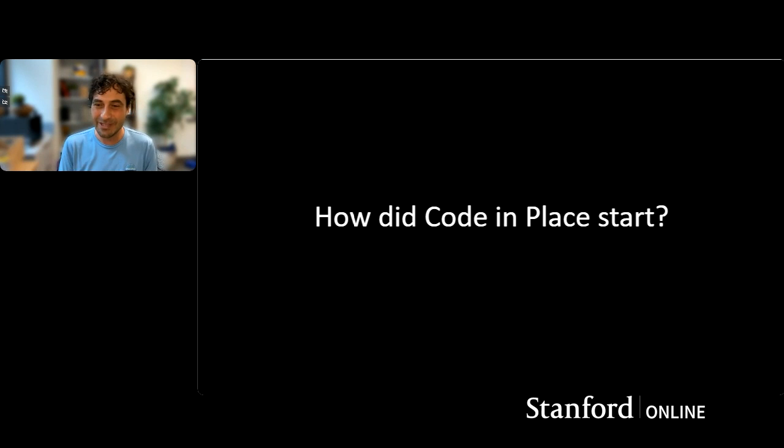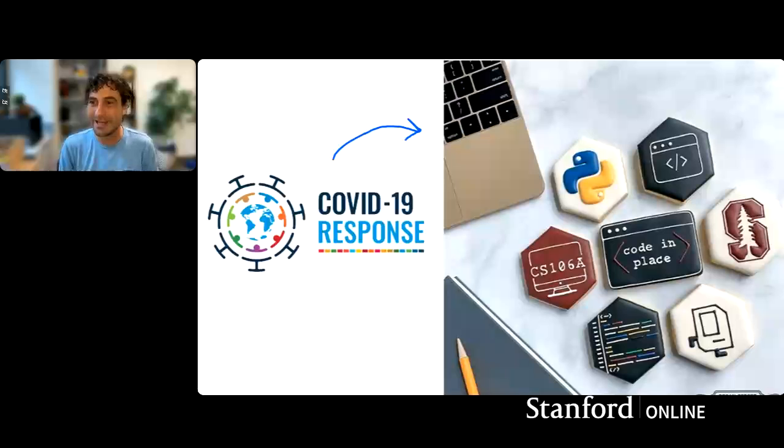Okay. So at this point, I've told you a little about the curriculum of Code in Place, and I've told you about the special sauce. I'd love to tell you a little bit about how we got to this place where Stanford wanted to give away this high quality education for free. And it really started during the pandemic. There was this moment during the pandemic when the world had to shut down. And I was about to teach 106A, this flagship computer science course of Stanford.